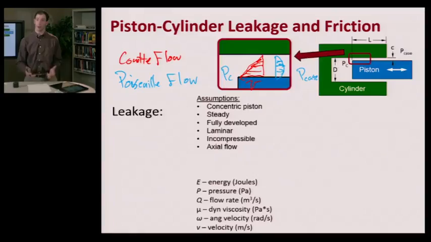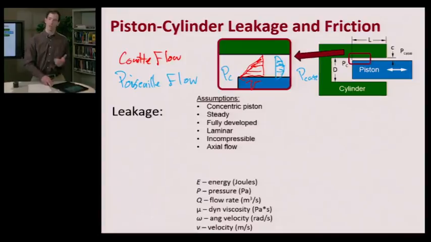First of all, let me make a bunch of assumptions. First, I'm going to assume that I have a concentric piston to cylinder interface. It actually turns out that if my piston is all the way offset to one side, I increase my leakage about 150%. So this assumption does make a big difference. I'm going to assume that I have steady flow, that it's fully developed. Because this gap is so small, my Reynolds number is going to be small. Therefore, I have laminar flow, incompressible fluid, and all the velocity is in the axial direction.